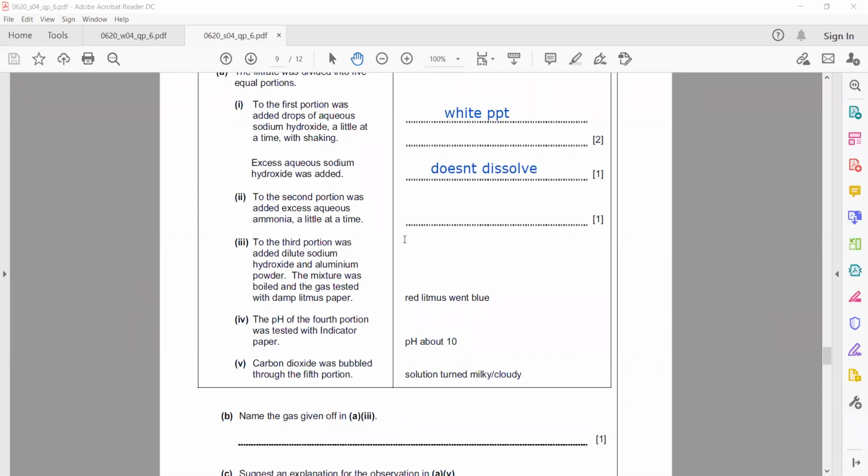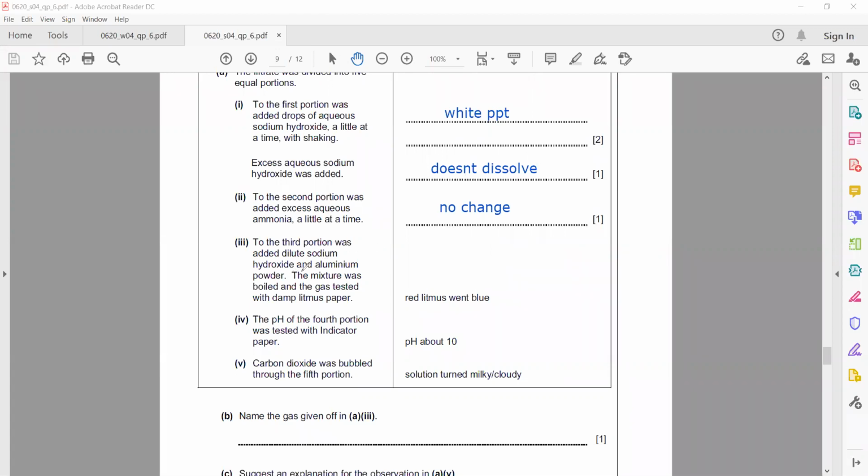To the second portion, we add aqueous ammonia, little at a time. When a calcium salt is there, there is no visible change, or no reaction. With calcium and aqueous ammonia, there is no visible change or no reaction.